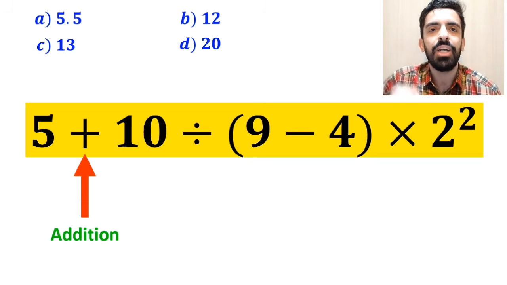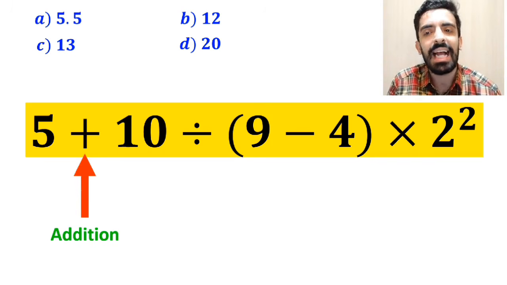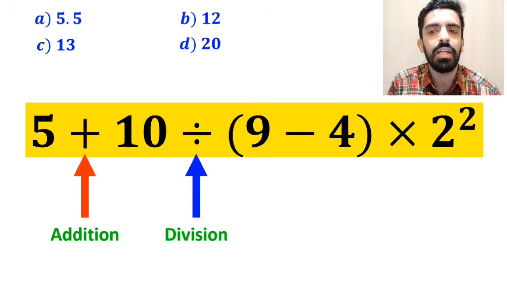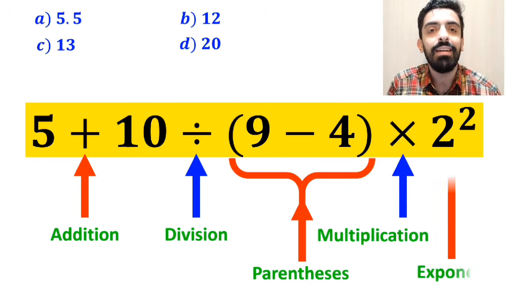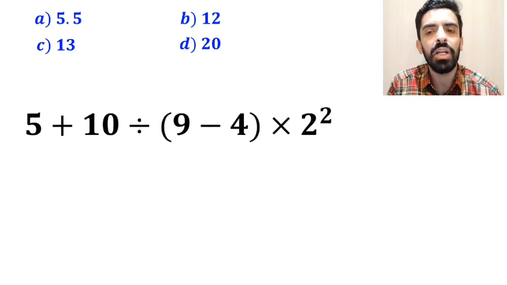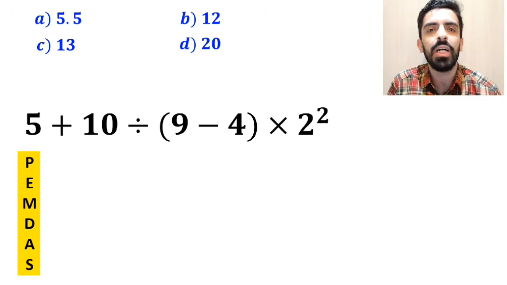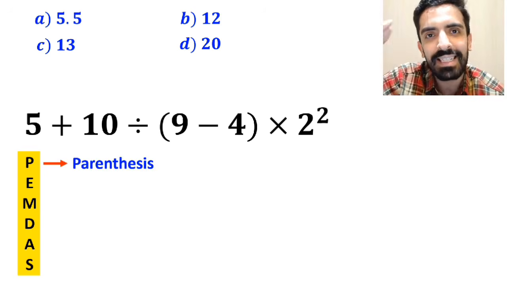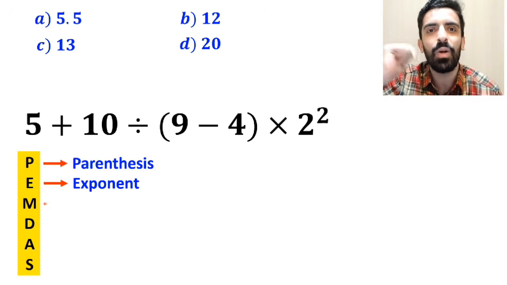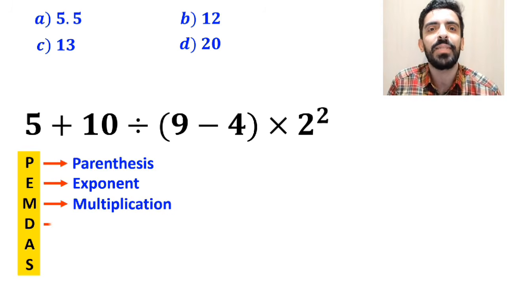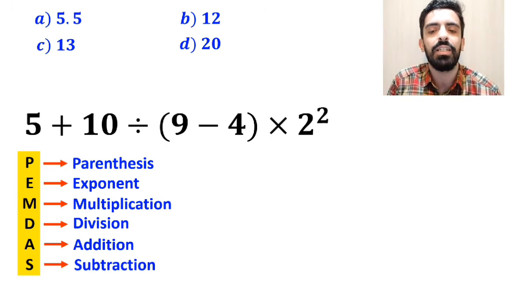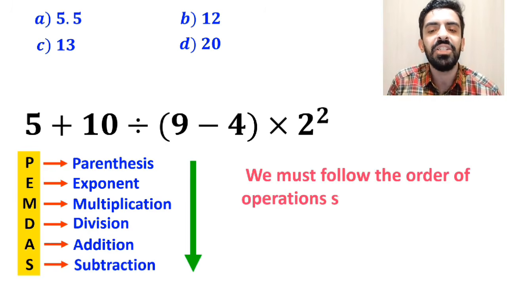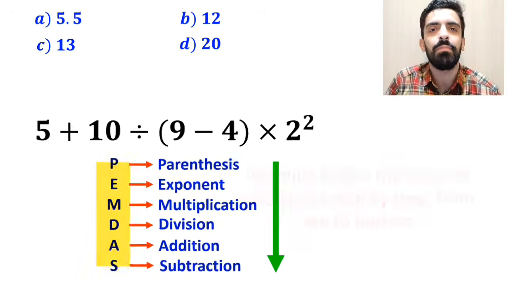As you can see in the image, in this expression, first we have an addition sign, then a division sign, followed by parentheses, then a multiplication, and finally exponent. To solve this question, we must follow the PEMDAS rule. In this rule, P stands for parentheses, E stands for exponent, M stands for multiplication, D stands for division, A stands for addition, and S stands for subtraction. We must follow the order of operations step by step from top to bottom.